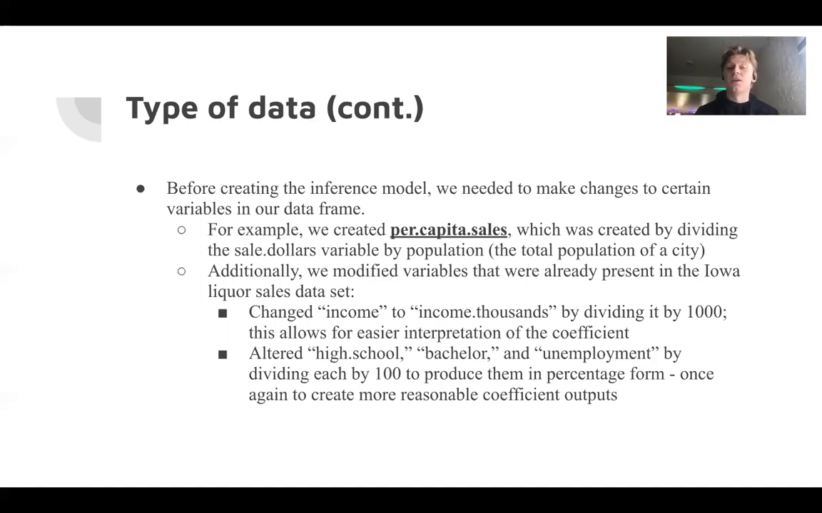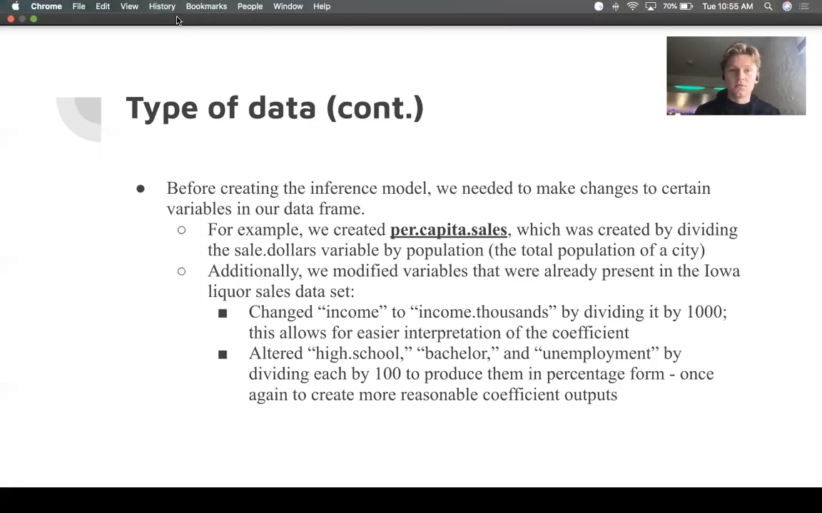Also, we had to modify some of our explanatory variables that were present in the data set already. We changed income to income by thousands, or income dot thousands, by dividing by 1,000. This allowed for a much easier interpretation of our coefficient estimate. And we also altered some of our education and socioeconomic status variables like high school, bachelor, and unemployment to create percentages by dividing them by 100. This was all for ease of interpretation and much easier coefficient outputs that led us to a more accurate and palatable regression.